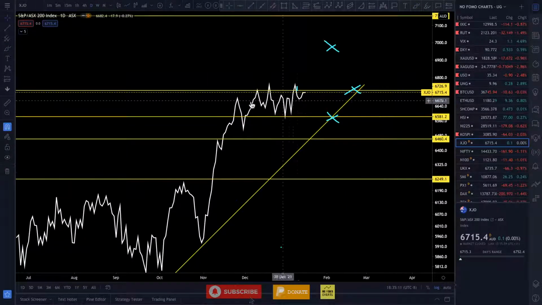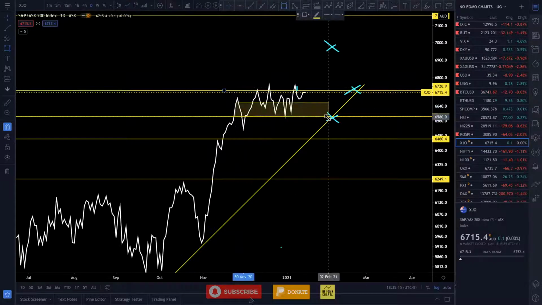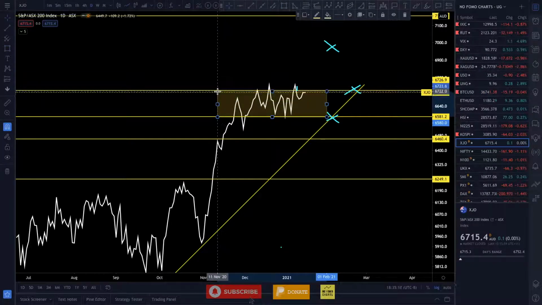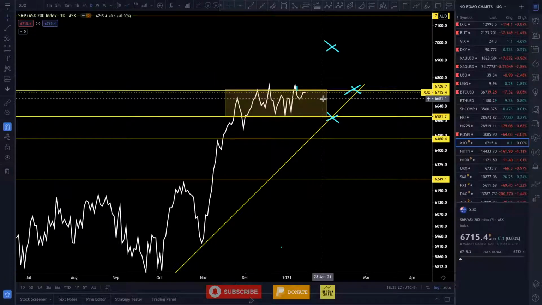On the daily, though, it is definitely consolidating. Let's just put this in a box. That's what I like to do. Just put the price in a box, and when it breaks out of the box, then it's significant.